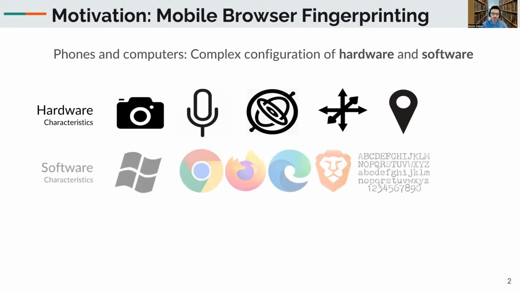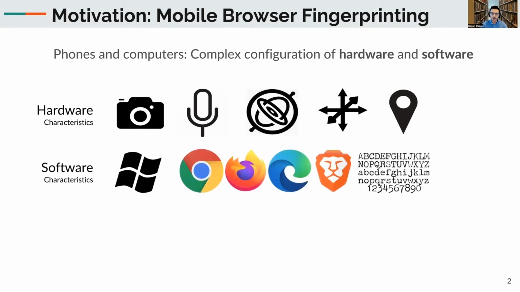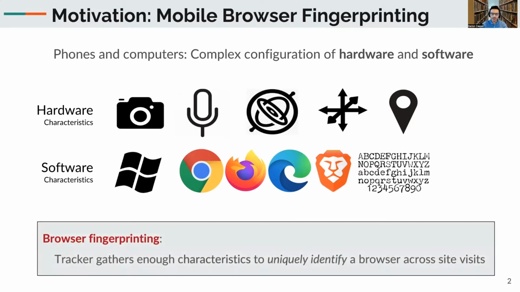Likewise, devices also have a suite of software characteristics, such as the operating system that the device is running, the browser that a user is using, as well as its configuration and particular version, as well as things that people don't think about as often, such as which fonts are installed on the device. Browser fingerprinting is what occurs when a tracker is able to gather enough of these hardware and software characteristics to be able to uniquely identify a user's browser across website visits.